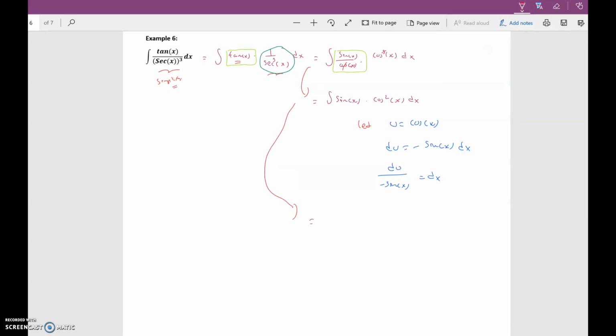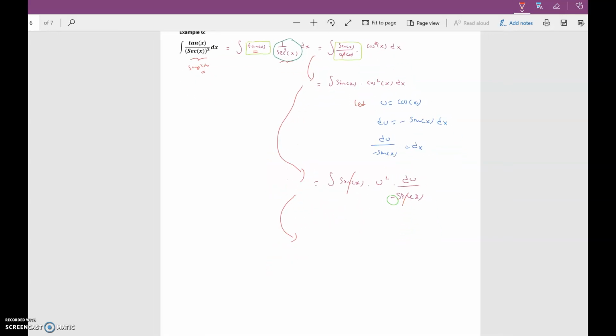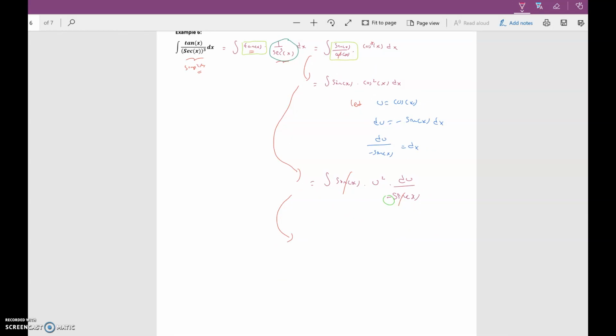So this specific integral is equal to, well, the integral of the sine of x times u squared times du over a negative sine of x. And then what we're hoping for is this cancellation of values, and let's not forget that negative. So I'm going to rewrite it, and in this case, this is equivalent to a negative integral of u to the second du.